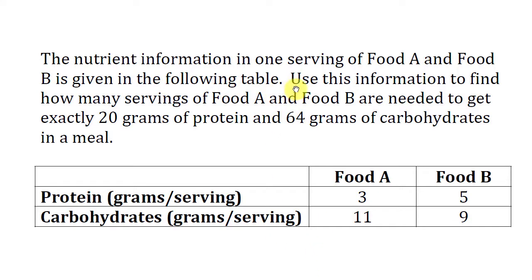So the problem wants us to use this information to find how many servings of food A and food B are needed to get exactly 20 grams of protein and 64 grams of carbohydrates in a meal. So let's now identify the variables, including finding out how many variables are involved here. This problem mainly concerns food A and food B, how much protein in each of these, and how much carbohydrates in each of these.